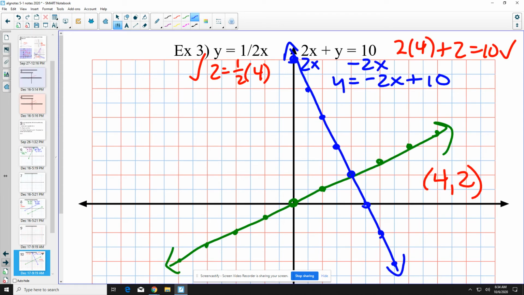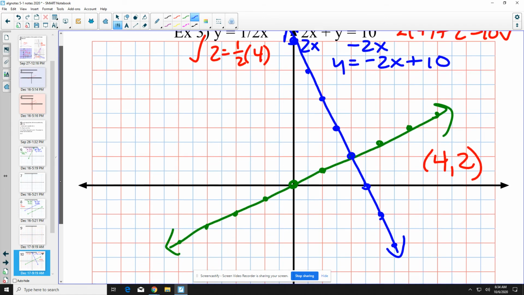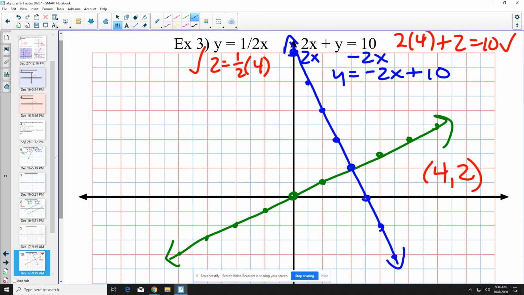All right, now that you're done, let's check this. The first one was already in slope-intercept form. So the first equation is y equals 1/2 x. That is the green line. My y-intercept is actually 0, because it's a plus 0 at the end. Slope of 1/2, you go up 1 over 2, up 1 over 2.